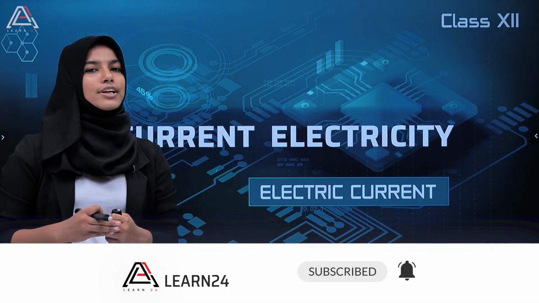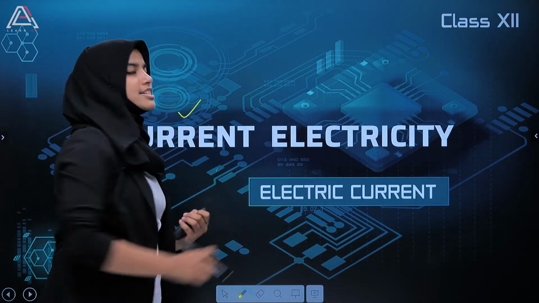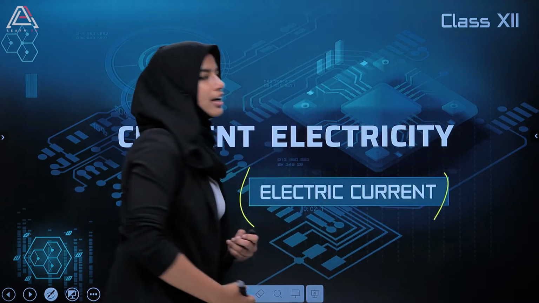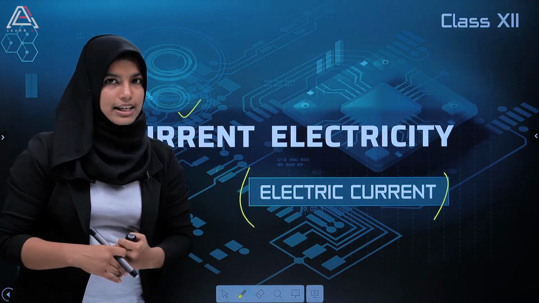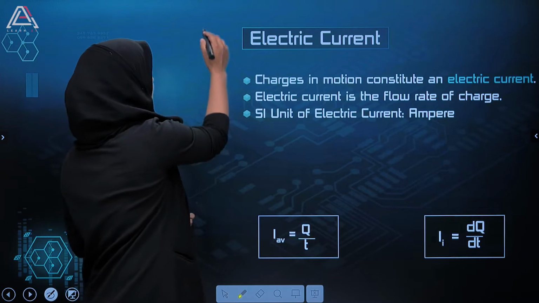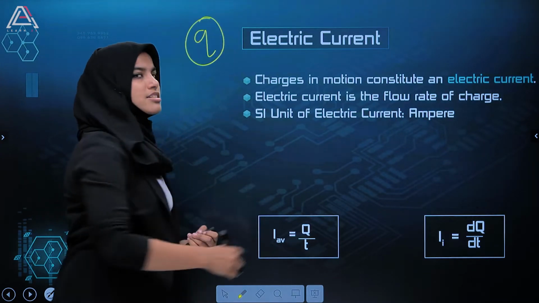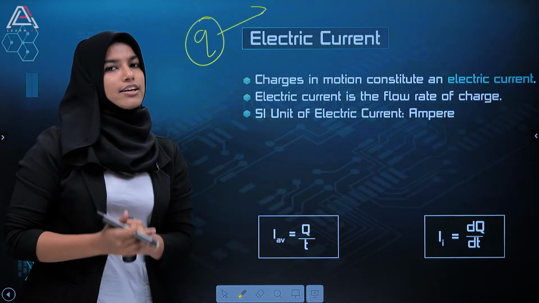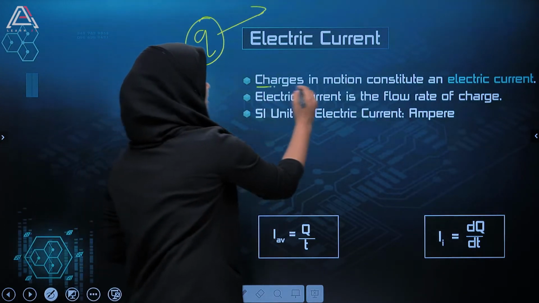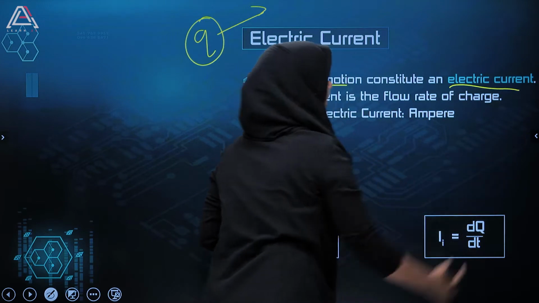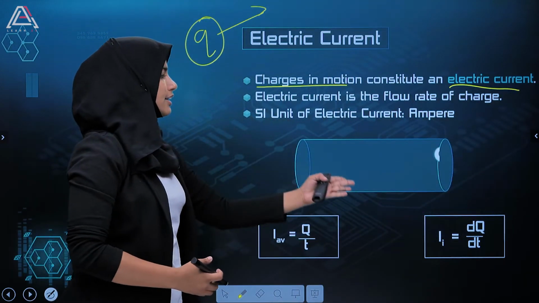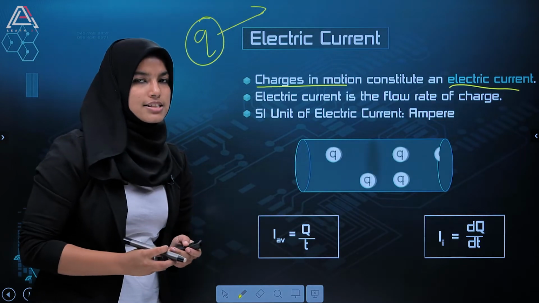So we are looking into the chapter Current Electricity, and the first topic that we will be dealing with is electric current. So what is electric current? Consider a charge Q. If this charge is in motion, then it will produce electric current. So charges in motion constitute an electric current. Consider a conductor. This conductor has an infinite number of charges flowing through it.